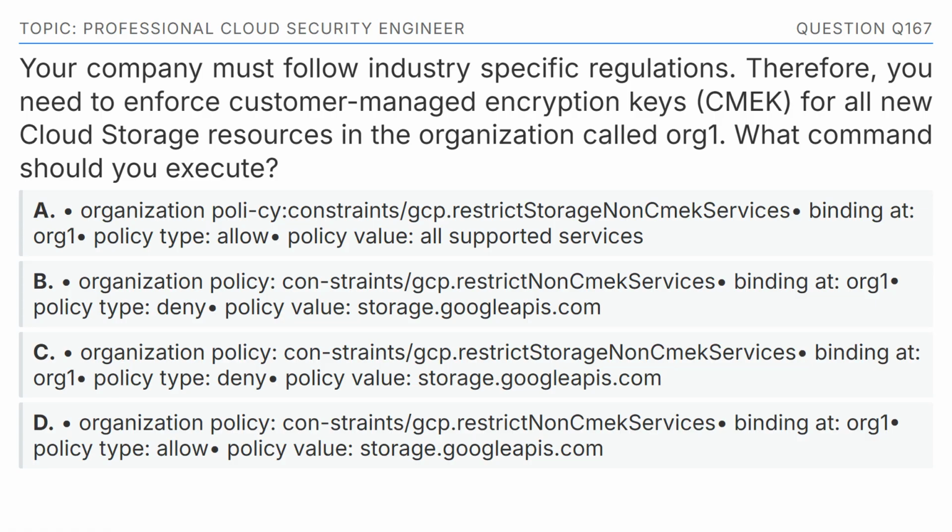Option B, Organization Policy, constraints/gcp.restrictNonCmekServices binding at Org1, policy type deny, policy value storage.googleapis.com. Option C, Organization Policy, constraints/gcp.restrictStorageNonCmekServices binding at Org1, policy type deny, policy value storage.googleapis.com. Option D, Organization Policy, constraints/gcp.restrictNonCmekServices binding at Org1, policy type allow, policy value storage.googleapis.com.